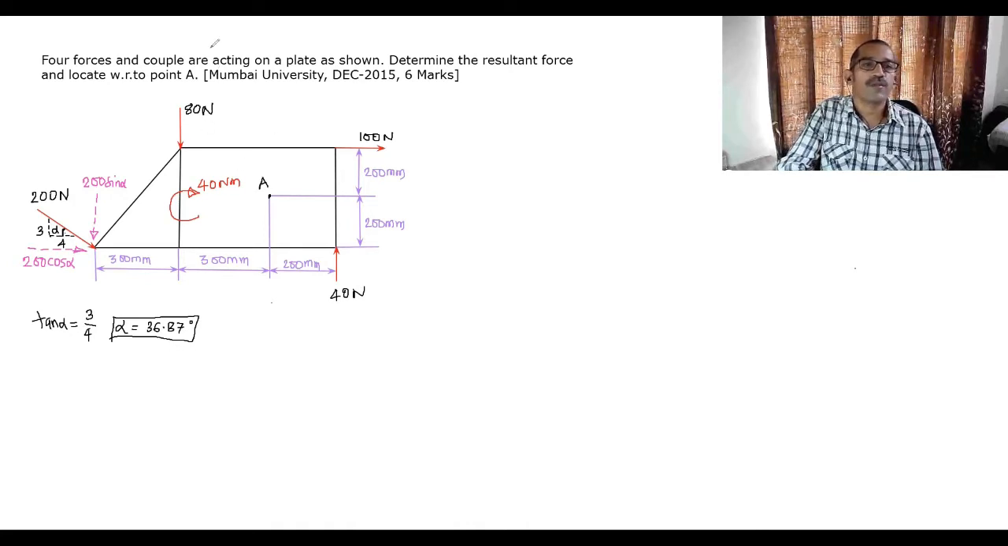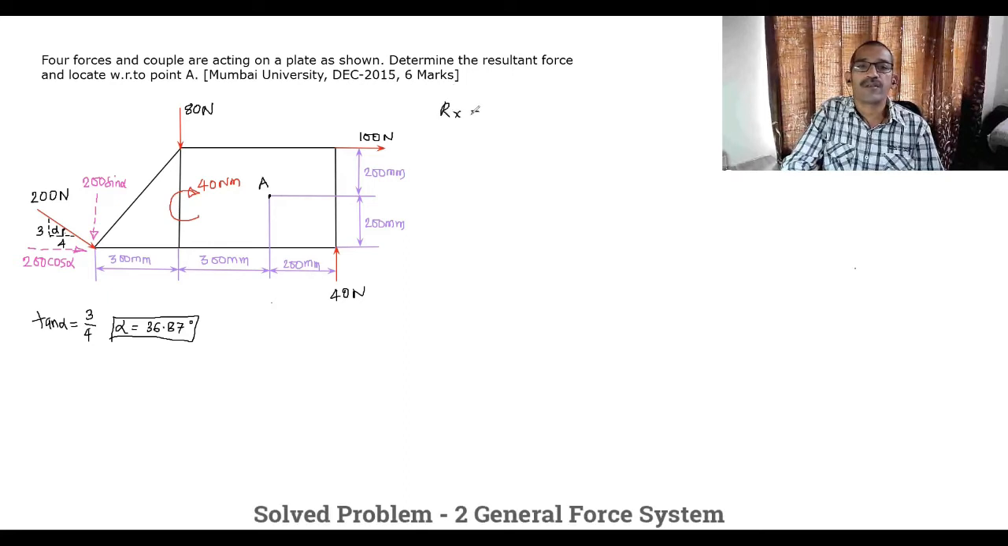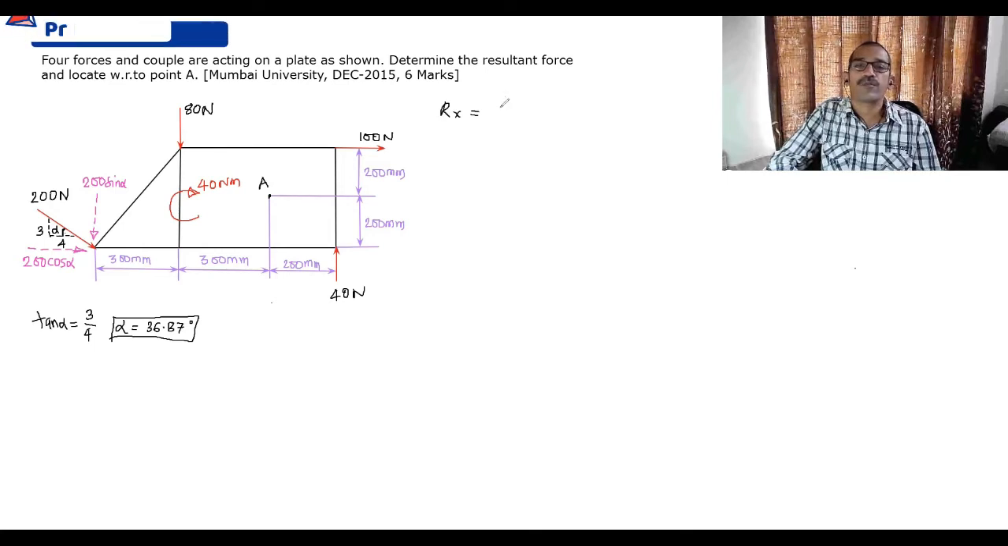Chalo, let's start. First we'll find the component of the resultant along the x-axis. So Rx, our equation is Rx equal to summation of Fx. Our assumption is that rightward force is positive. Now concentrate on all forces in the horizontal direction. The first is the component of 200 rightward, plus 200 cos alpha.